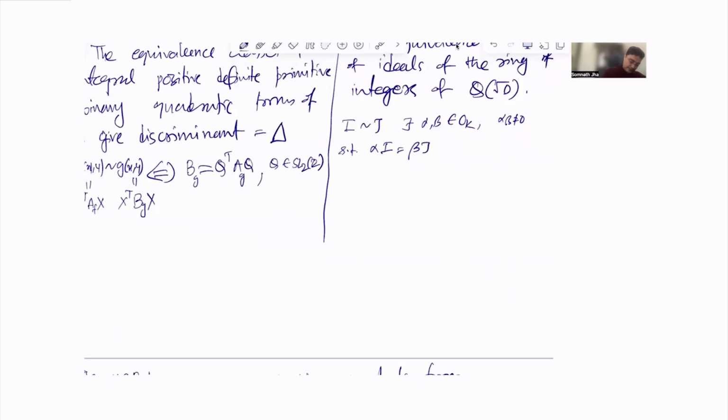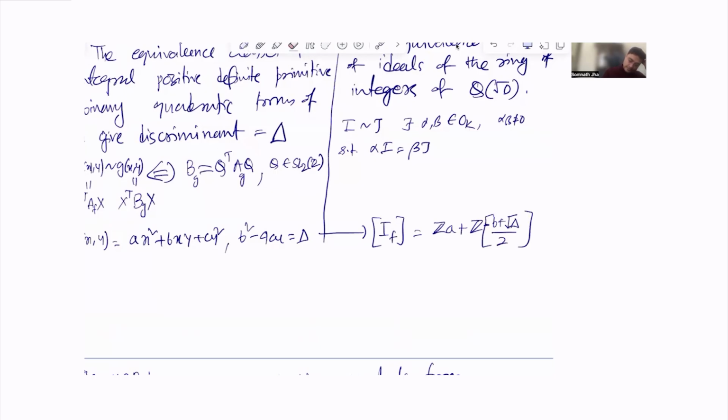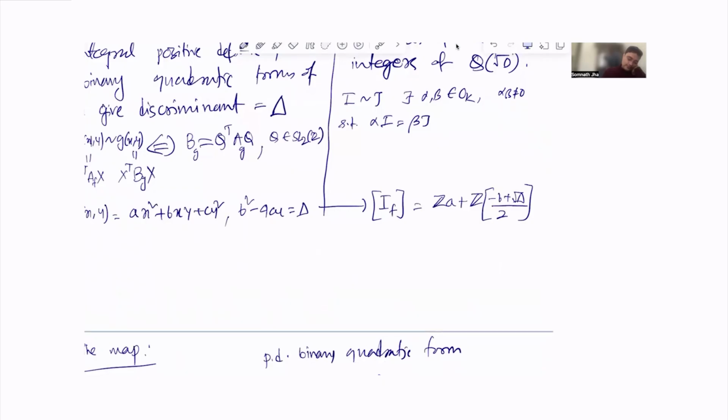Okay, so what is the map? Here you take a binary quadratic form f(x,y) = ax² + bxy + cy², such that b² − 4ac = Δ, and then you send it to the ideal I_f, the equivalence class of I_f, which is the ideal generated by this set: Za, and Z(−b + √Δ)/2. And if you have an ideal I, then it is generated by some α and β, so Zα + Zβ.